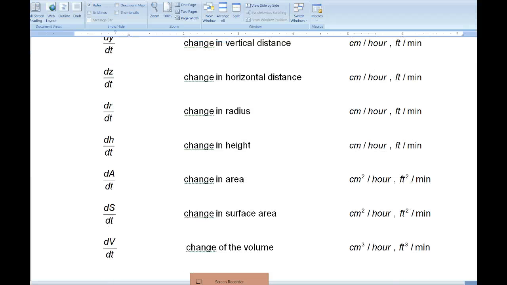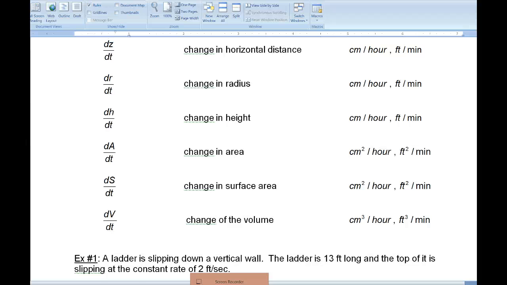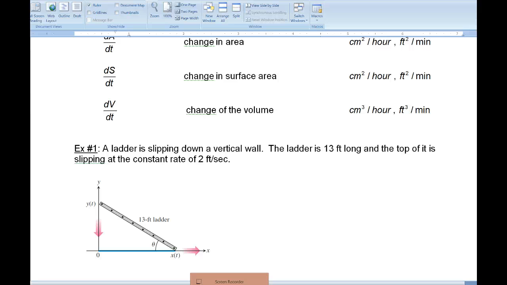These are all measures. A lot of times we're going to work with something geometric. So dA dt, this would be a change in area, so that your units would be like square centimeters per hour. Again, these are just samples. Surface area, volume. Volume would be cubic units per time.